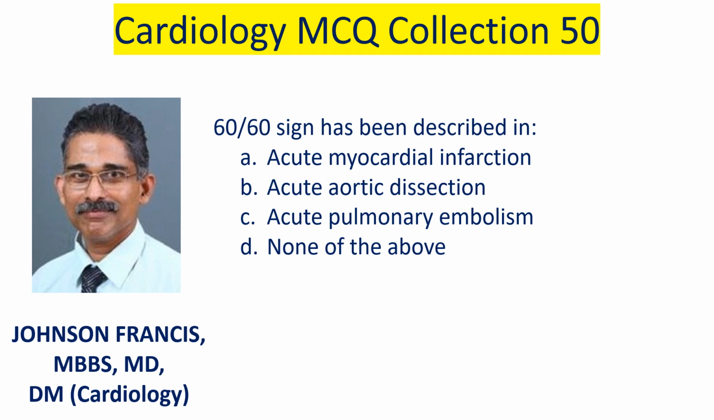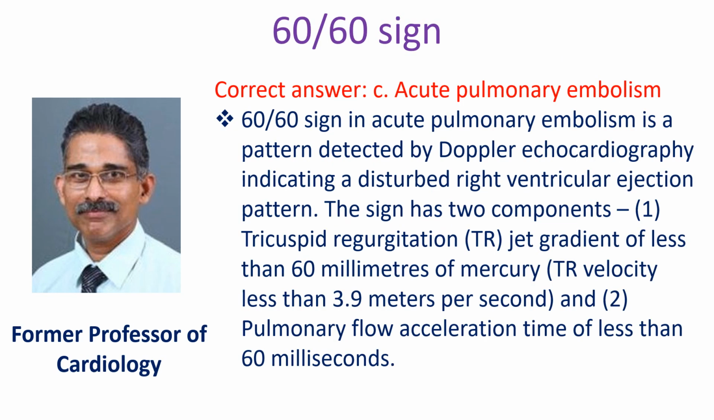60 by 60 sign has been described in A. Acute myocardial infarction, B. Aortic dissection, C. Acute pulmonary embolism, D. None of the above. Correct answer C. Acute pulmonary embolism.